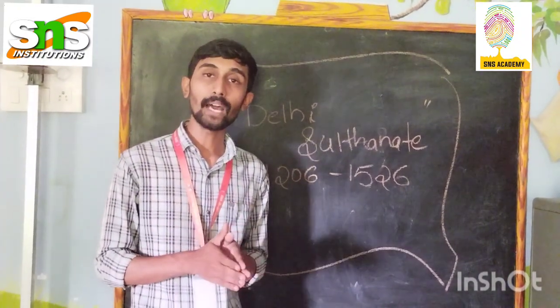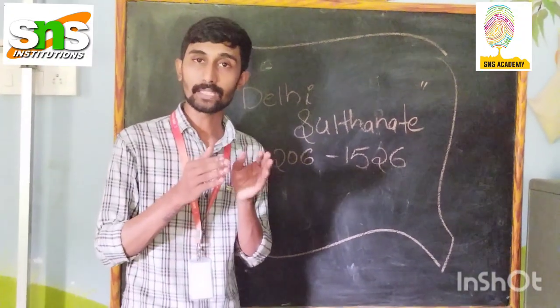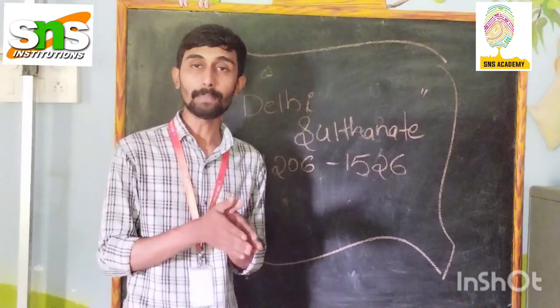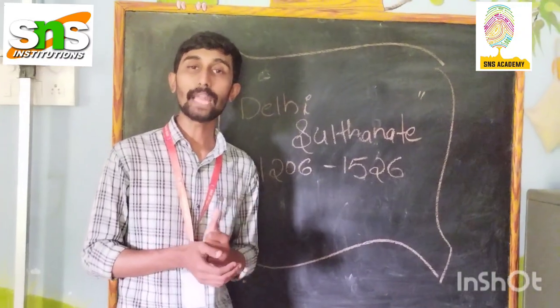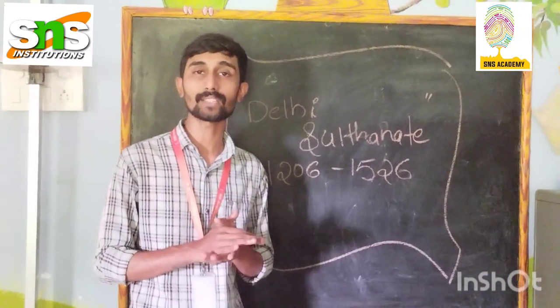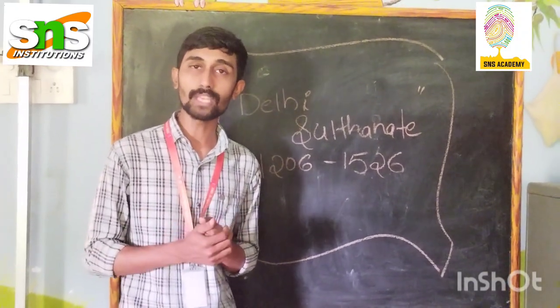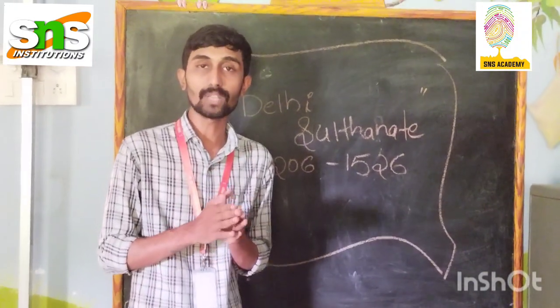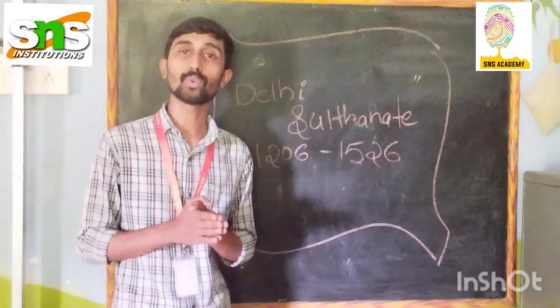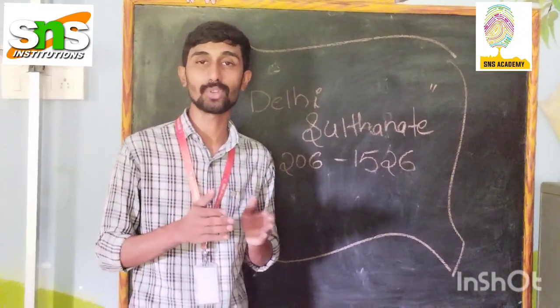The Qutub Minar was a huge construction situated in Delhi. Qutbuddin Aibak, the first founder of the Delhi Sultanate, started the construction of the Qutub Minar, and the next ruler, Iltutmish, finished the construction of the Qutub Minar. So in our history, the Qutub Minar played a crucial role.